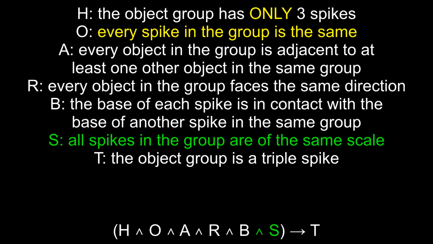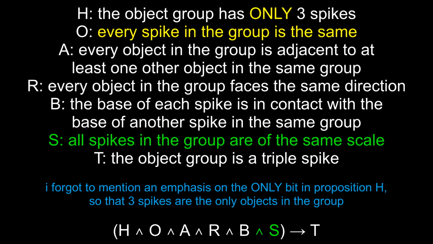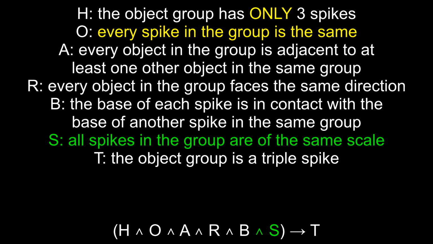Every spike in the group is the same. And then add one last proposition S. All spikes in the group are of the same scale. Our final statement becomes H and O and A and R and B and S implies T.